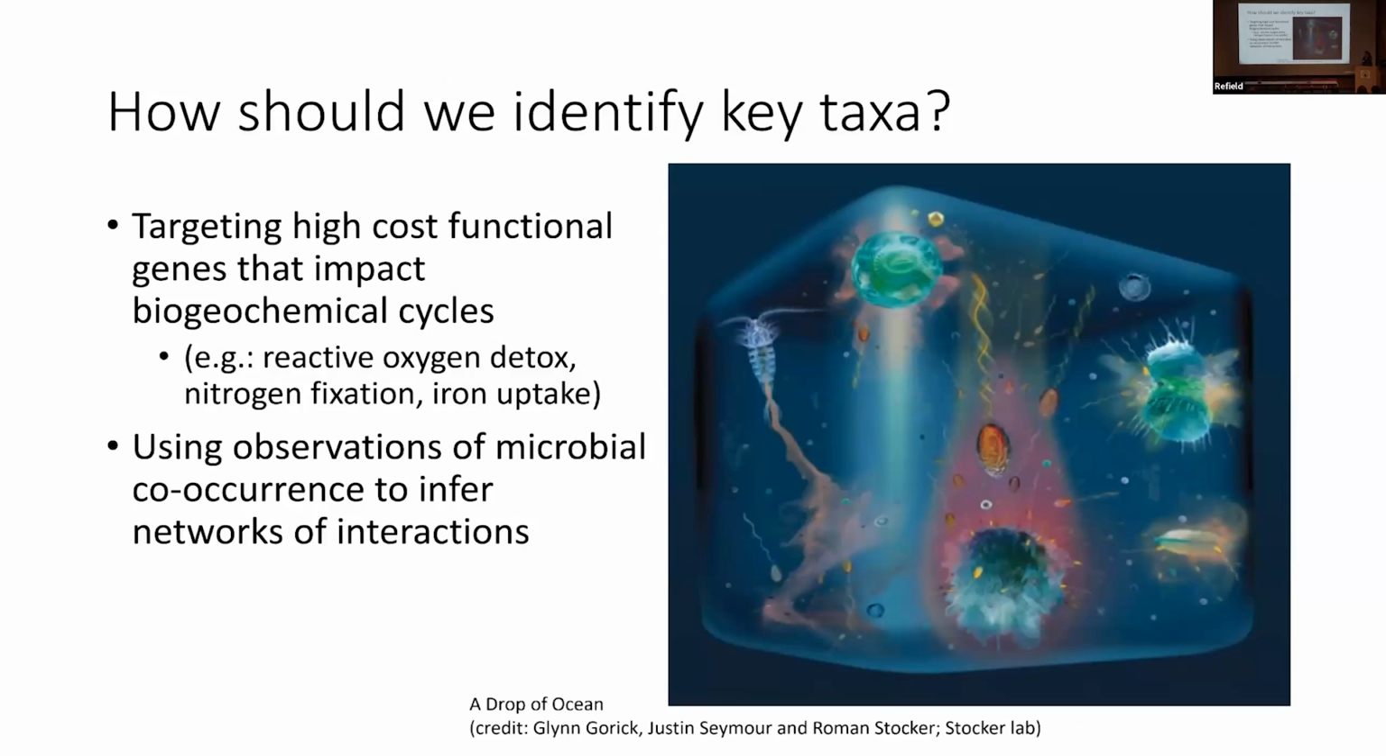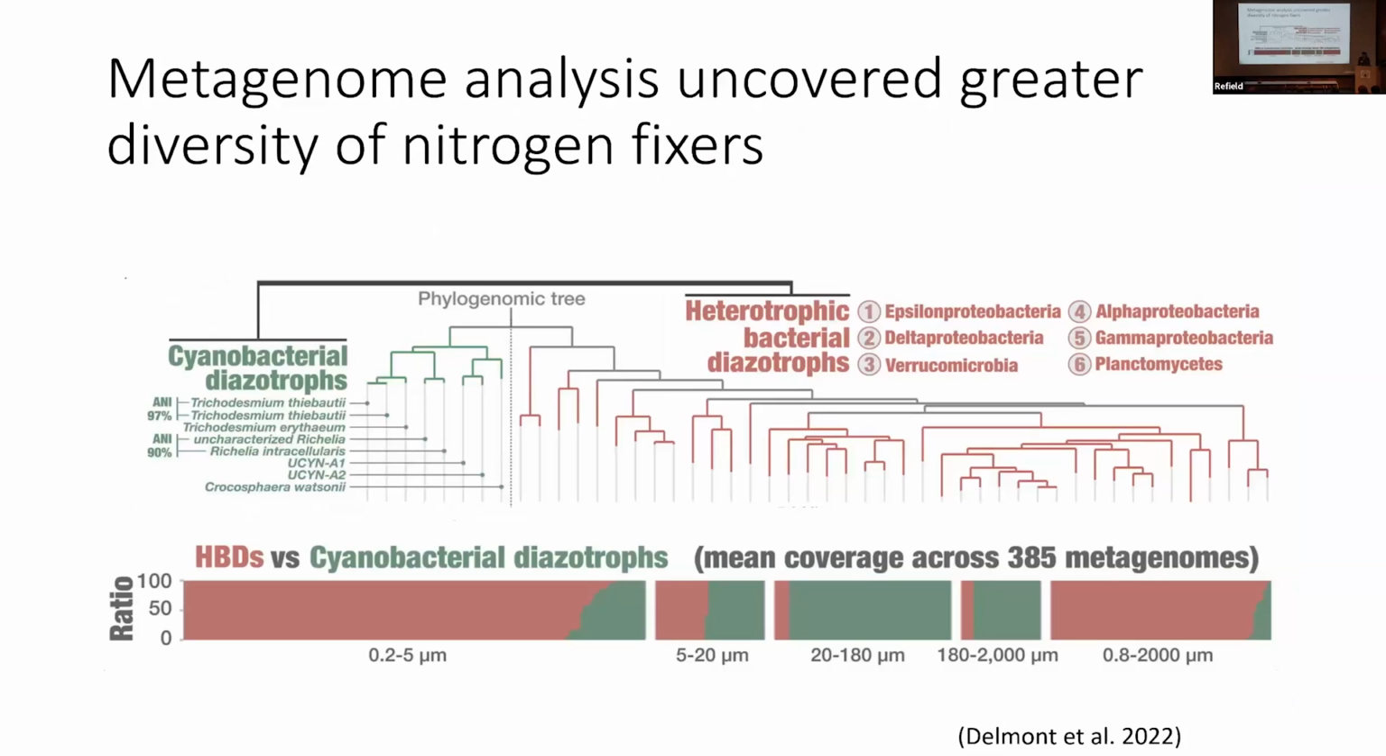Okay, so there's been lots of work on this already, right? This isn't really new. I think I'm just arguing for a shift in our thinking about how to interpret. There's some cool papers that have come out about this, the Delmont et al. paper looking at metagenome-assembled genomes and uncovering that there's greater diversity of nitrogen fixers than we previously knew. So here is a tree showing that the diazotrophs in the cyanobacteria that are responsible for nitrogen fixation are just one part of this larger tree that includes a lot of heterotrophic bacterial diazotrophs.